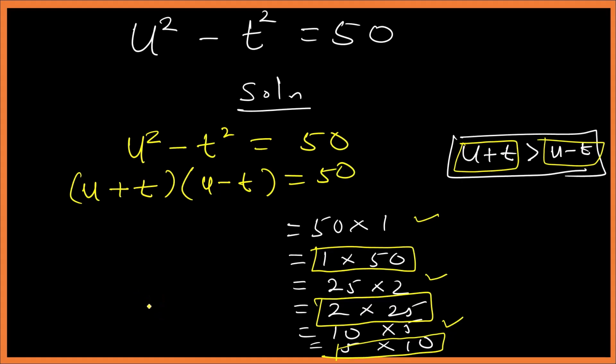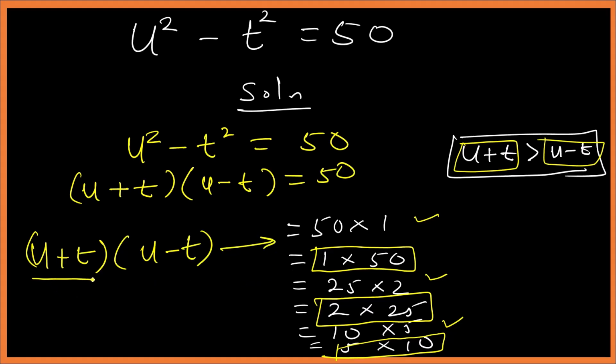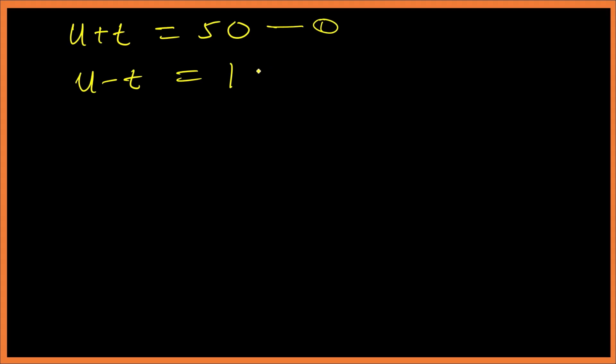(u plus t)(u minus t) equals 50 times 1. So we assume that u plus t equals 50 and u minus t equals 1. So u plus t equals 50 and u minus t equals 1. Let me call these equation 1 and 2.